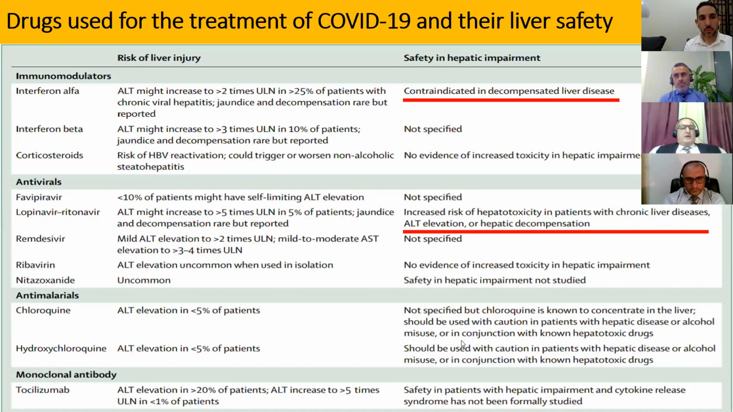And for the patients who are using chloroquine and hydroxychloroquine, both drugs are metabolized in the liver and concentrated there, and the risk of increasing liver enzymes is very high, and that's why it's not advised in those with hepatic impairment. For tocilizumab, again, it is not specified in patients with hepatic impairment, and there is not enough study for its use in patients with decompensated liver disease.